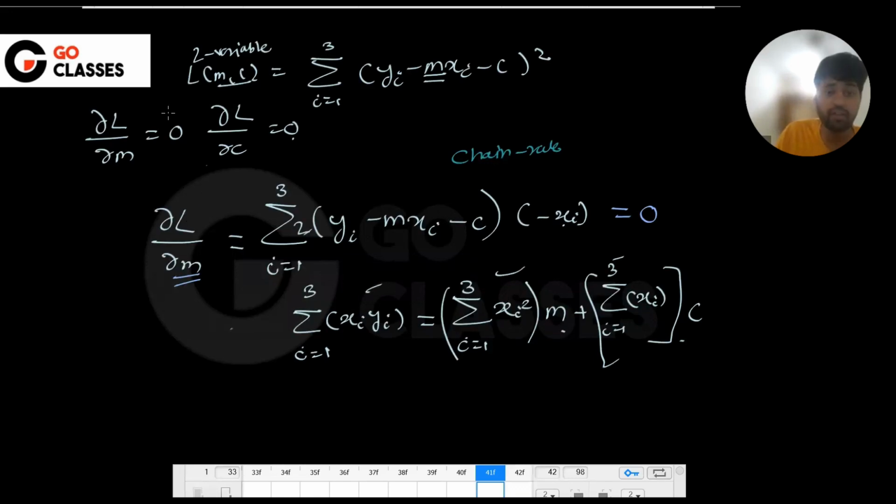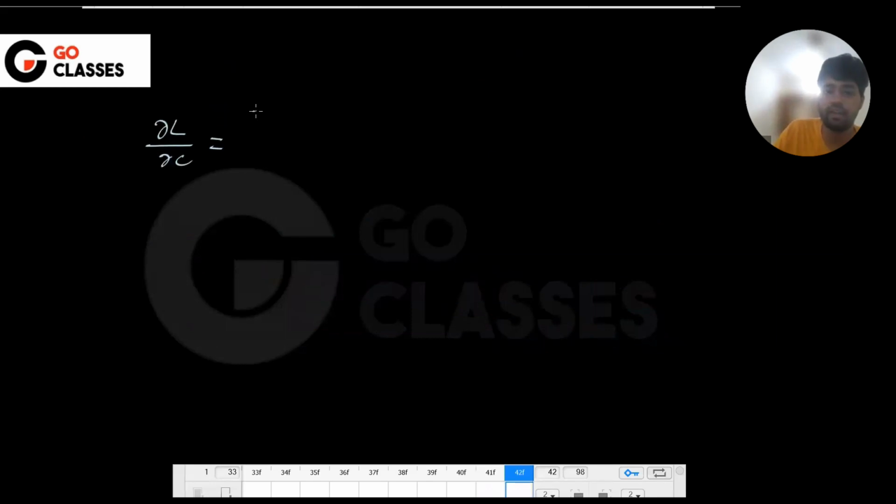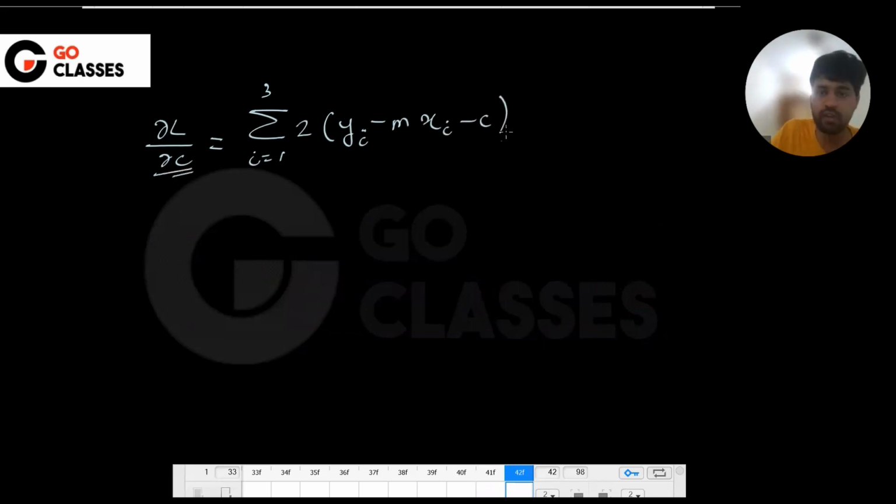Now let us do it again for dou L by dou c. We computed the partial derivative with respect to m and got one equation. So this is equation 1. Now we are taking the derivative with respect to c, and we should get equation 2. So it will be again summation i goes from 1 to 3. I'm directly writing the derivative now: yi minus m xi minus c, into the derivative, which, since we are taking it with respect to c, will be minus 1. We put it to 0. So the second equation that we get is something like this.